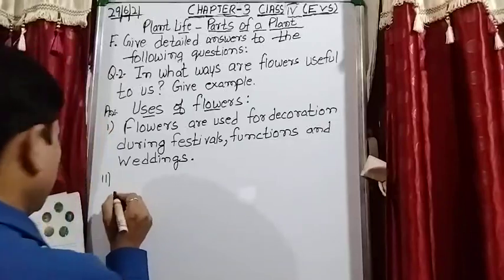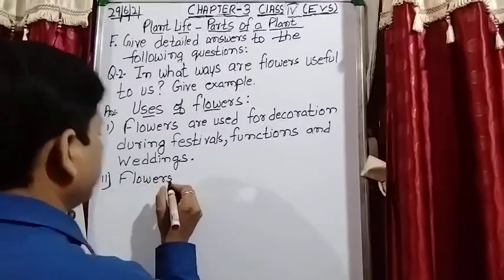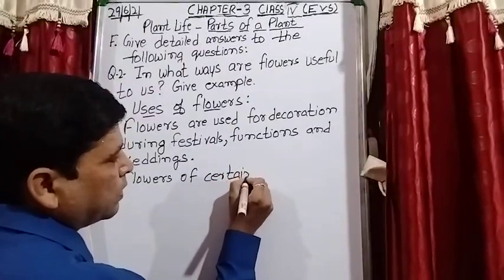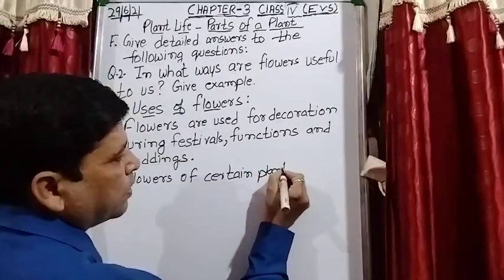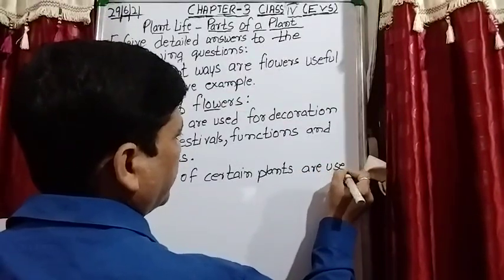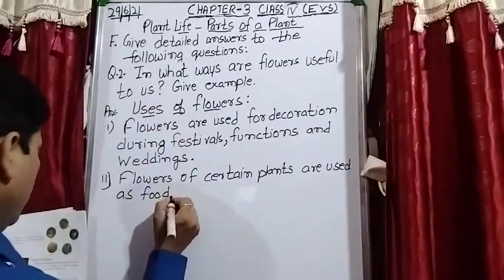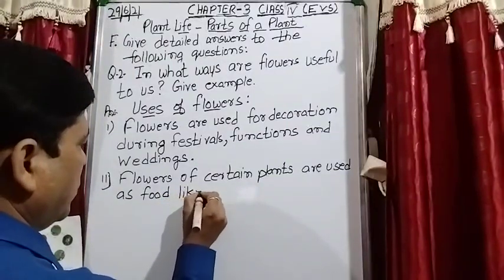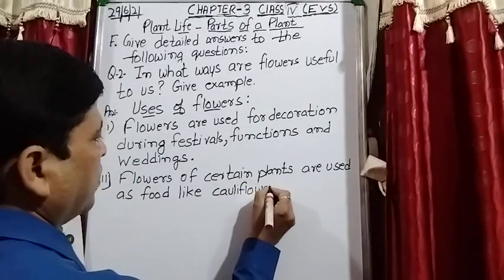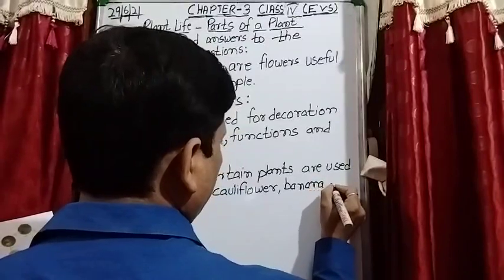Second point, flowers of certain plants are used as food like cauliflower, banana, etc.